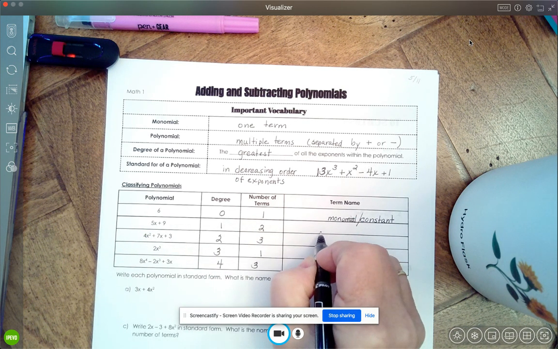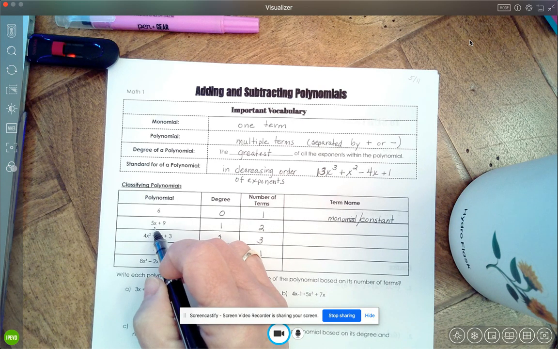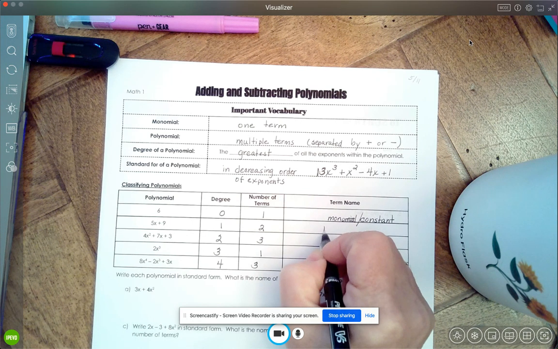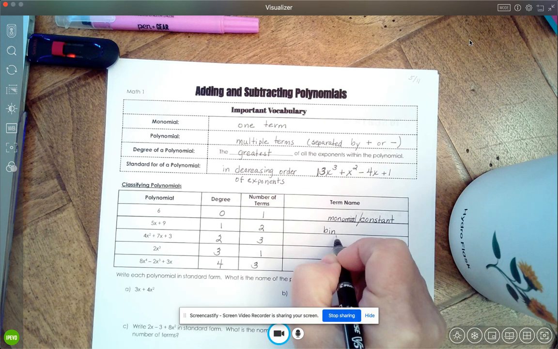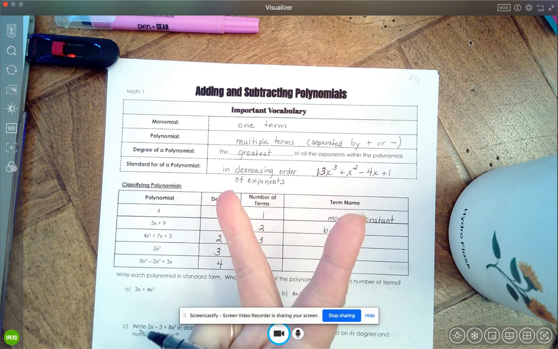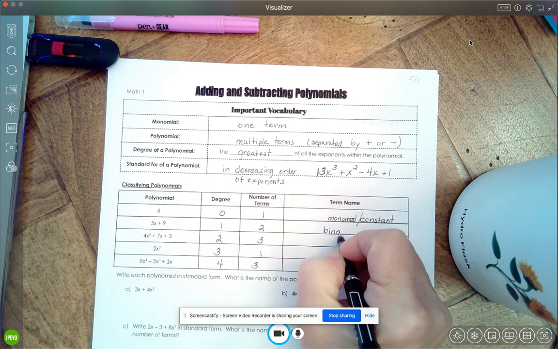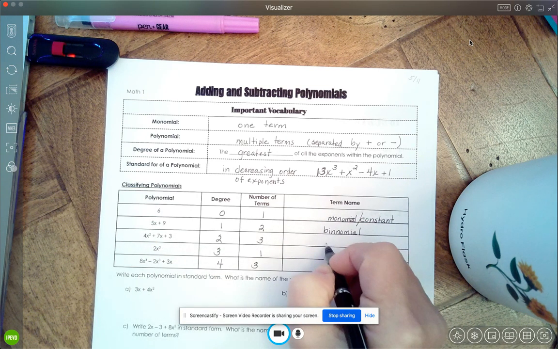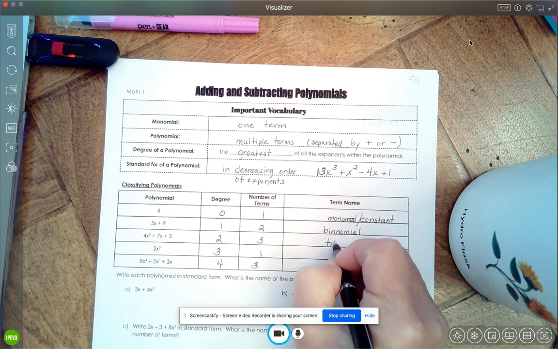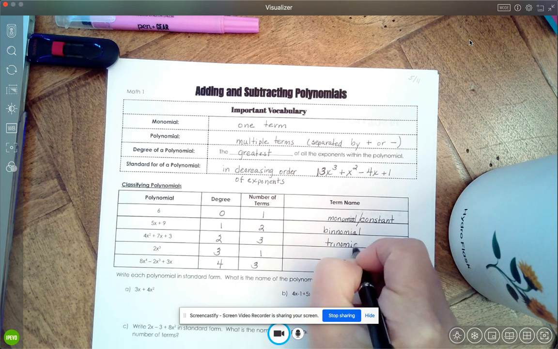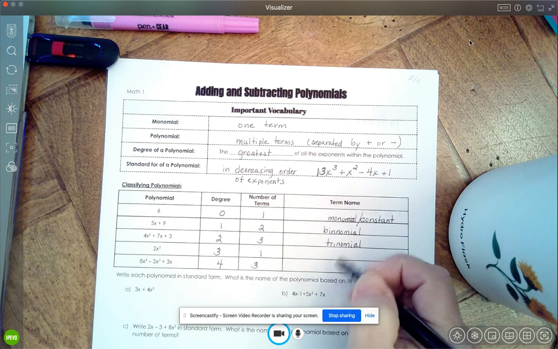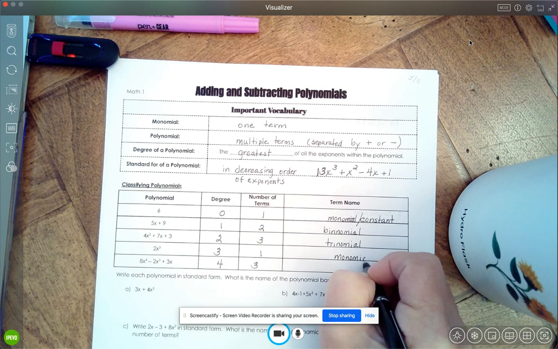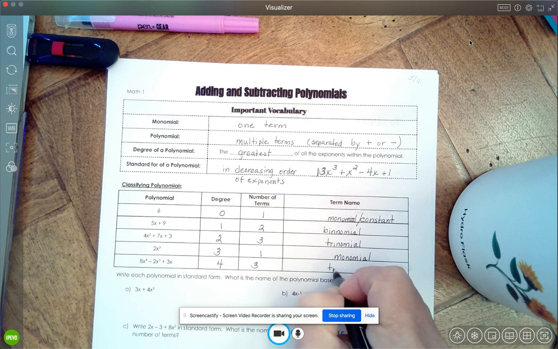Here, this is a polynomial, or we can call this a binomial because there's 2. And it is a linear term, but I'm going to say binomial because we're going to be using that term here in a minute. 2 terms, bi, like a bicycle, there's 2. Binomial. 3 terms, trinomial. These are all polynomials too. Here we have a monomial and another trinomial.